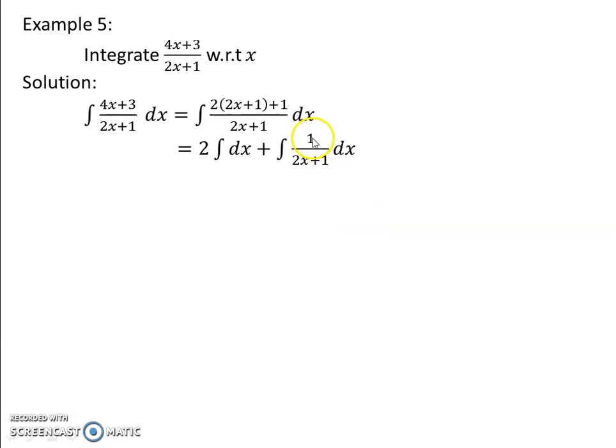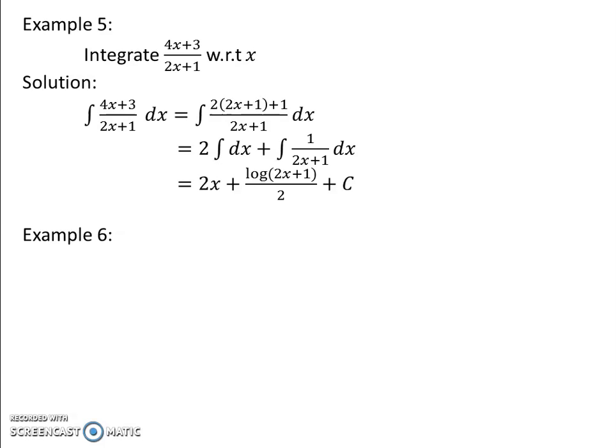Here it is of the form 1 upon x, but in place of x there is something. That something should be linear, only then can we use the formula. So here this is linear in x. Therefore its integration will be log of 2x plus 1 upon the derivative of 2x plus 1. So that is 2x plus log of 2x plus 1 upon the derivative of 2x plus 1, which is 2. So the integration of this term is log of 2x plus 1 upon 2, plus c. So this is the solution.